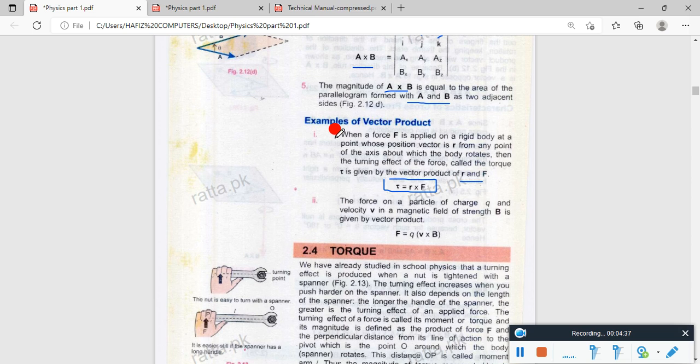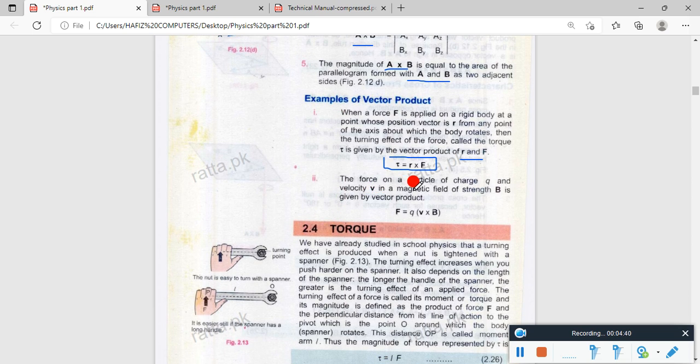So first one is the torque and second one is the force on a particle of charge q and velocity v in a magnetic field of strength b, given as F is equal to q into v cross b, where v is the velocity of the particle, b is the magnetic field strength, and q is the charge.